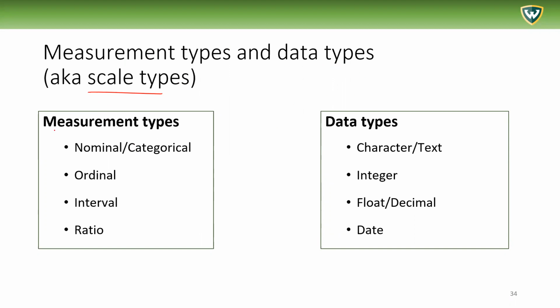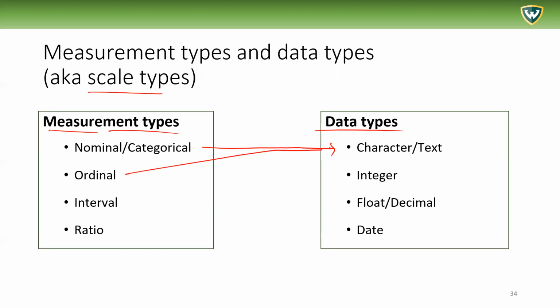So measurement types is more on the mathematical conceptual side, okay? This is the mathematical conceptual statistical side of things. The data types are for the programming configuration. And sometimes they match, but it's not one-to-one. So usually nominal or categorical variables are depicted as character or text data, right? So Chinese food, Italian food, hamburgers, and so on. These are all kind of character or text.